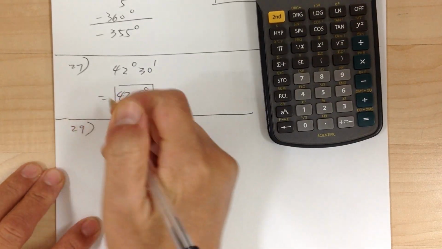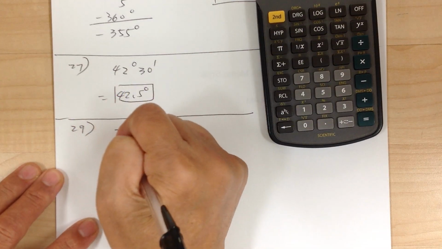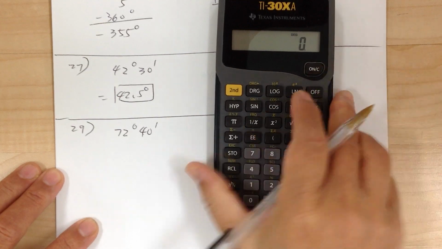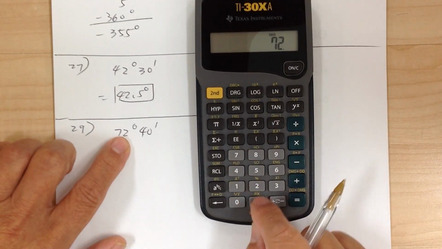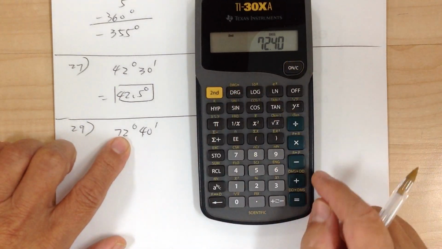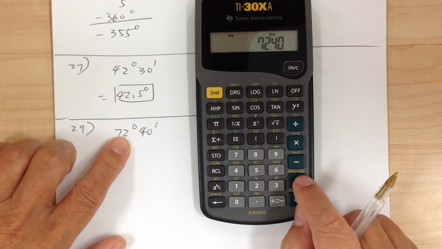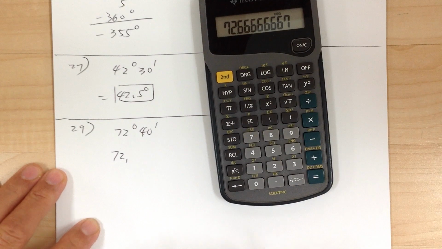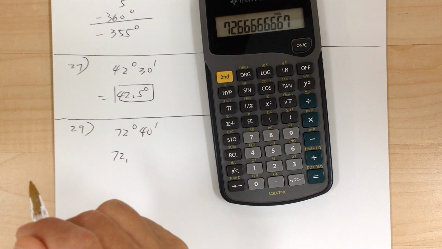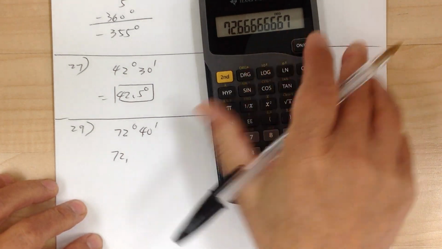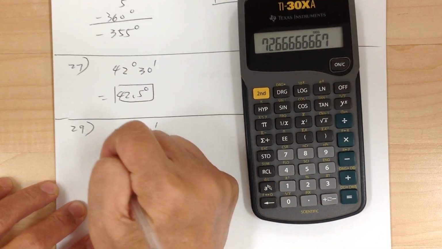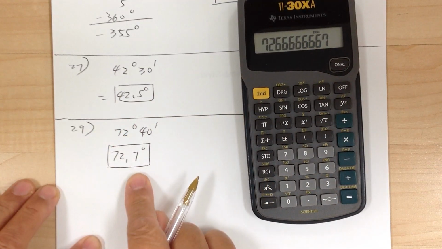Okay, 29. I have 72 degrees and 40 minutes. Again, on here, I have to enter 72.40, second, DMS to DD. So I get 72 point, and this one you want to round to the nearest tenth. Okay, so 72.6666 will give you 72.7 degrees, so to the nearest tenth.